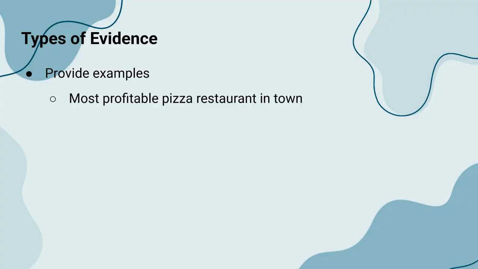There's the ones that provide examples. So those are like the most profitable. And I'd say when I say provide examples, I mean ones that are most likely data-based. So for example, the idea we're going to use today is what makes this random pizza restaurant in this random town the best. That's the argument. That's the claim. So this idea, the first type of evidence, the one that provides example, it's the most profitable pizza restaurant in the town.